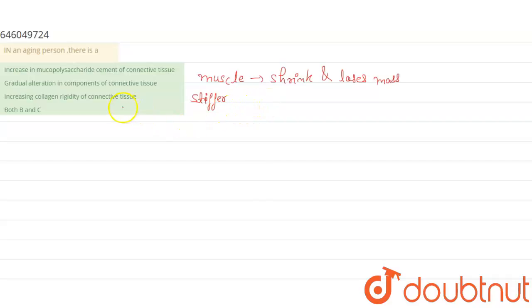So from the given options, D, that is both option B as well as C, that is gradual alteration in component of connective tissue and increasing collagen rigidity of connective tissue, are correct for the given question.